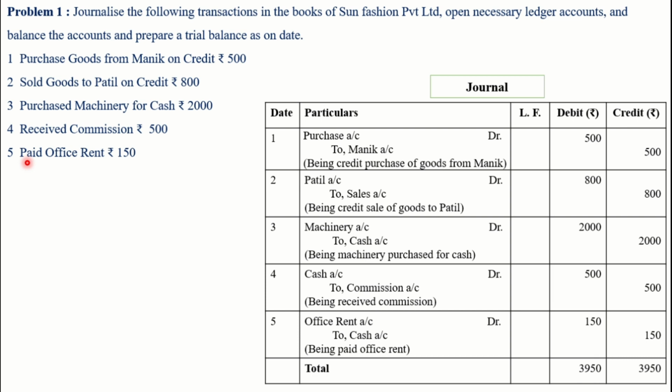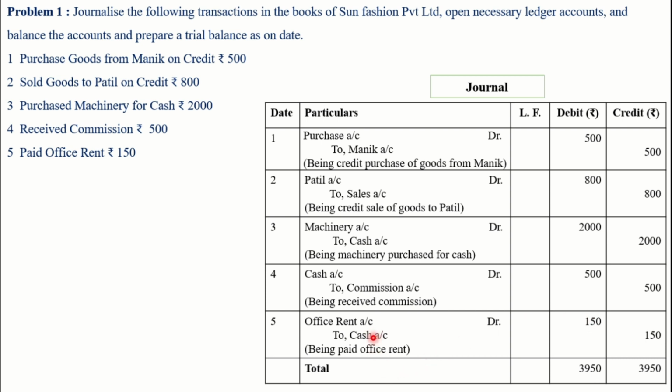Office rent is the type of nominal account, and rule of nominal account is debit all expenses and losses. Here we have paid the office rent, means that is expenses. As per the rule of nominal account, debit all expenses. That's why office rent account is debited with rupees 150 to cash account.